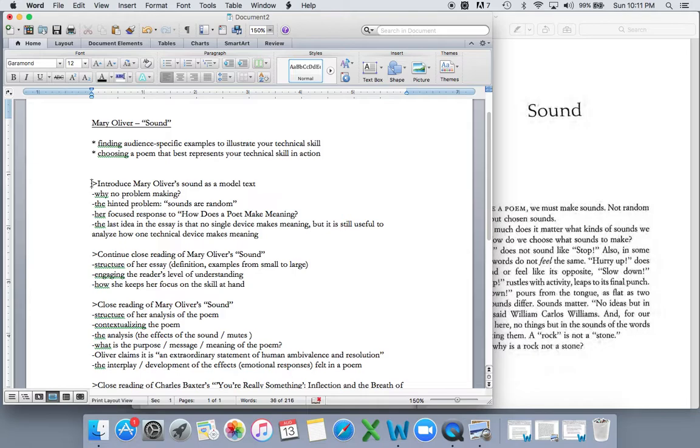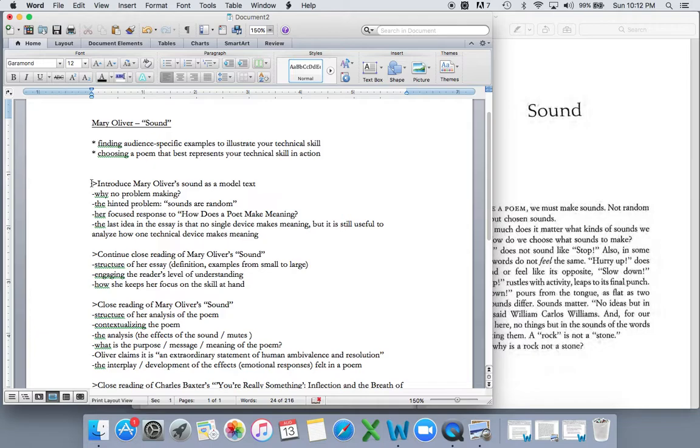So, first thing I said here is that Mary Oliver's sound chapter is a great model text for you as you write the How Does a Poet Make Meaning essay. By model text, I mean that it is trying to accomplish the similar goals that you're trying to accomplish, and it's answering a very similar question, and it's doing it in a way that's really convincing. And for our sake, that uses a lot of the skills that we've practiced throughout the quarter up to this point to develop a convincing argument. So it's going to be a good model text.